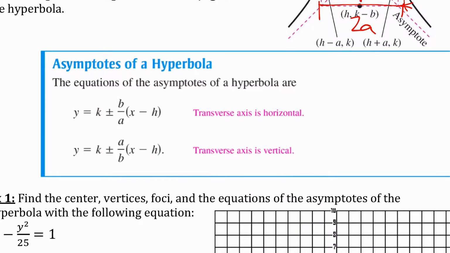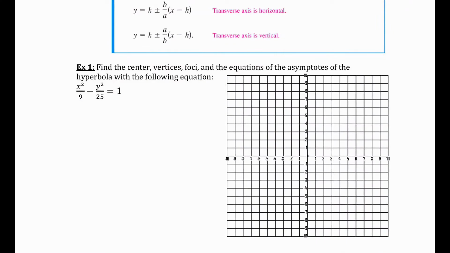In this example, we're asked to find the center, the vertices, the foci, and the equations of the asymptotes of the hyperbola with the following equation: x squared over 9 minus y squared over 25. This is going to be horizontal because the x group comes first. So it's a horizontal transverse axis.